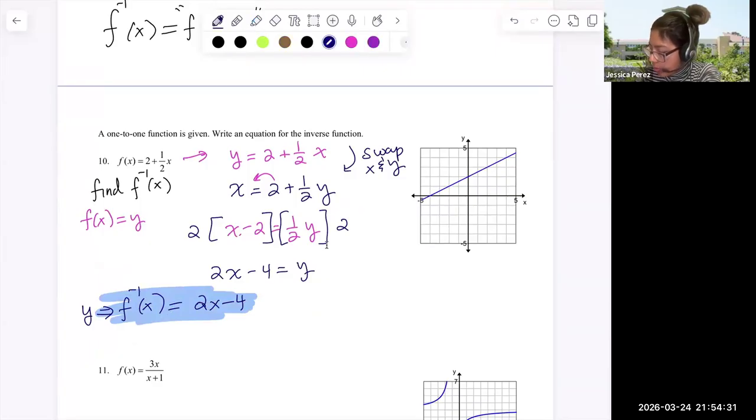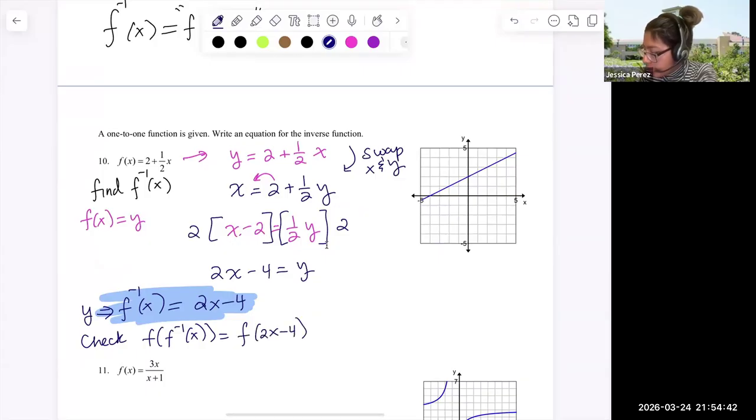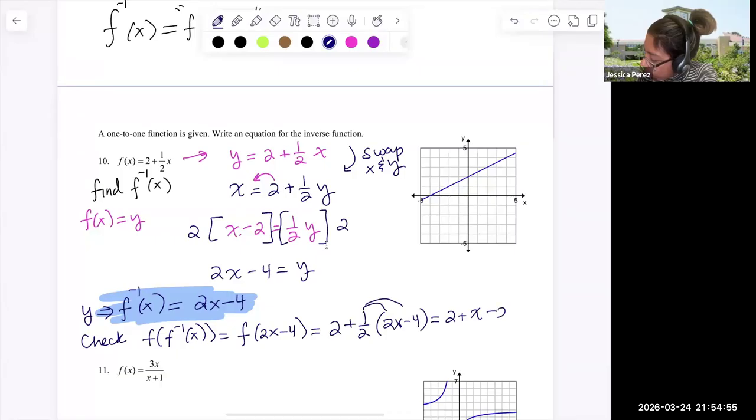How do I know it's true? Well, I'm going to check. f of f inverse should give me x back. So then it's going to be f of 2x minus 4. And that's going to be 2 plus 1/2 times 2x minus 4. Let's check. I get 2 plus x minus 2, and that's equal to x. So yes, they are inverses.